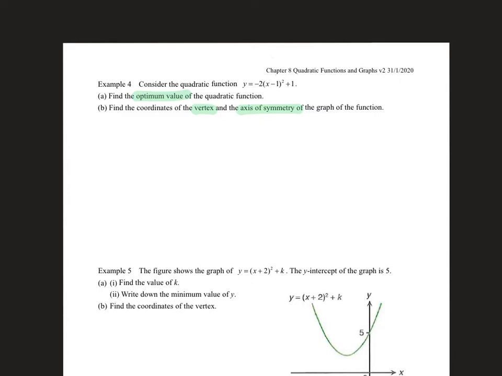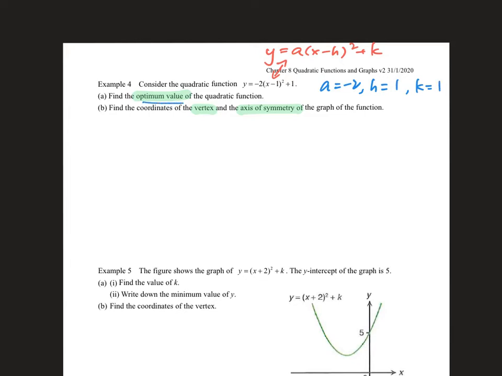Example 4 is written in a, h, k form now. So it's called y = a(x - h)² + k. This is the first task. You have to study the question very carefully to judge it. Now can you take a few seconds to identify what the values of a, h, and k are in the question? You've got 10 seconds. Okay, so the answers are a is -2, h is 1, and k is 1.